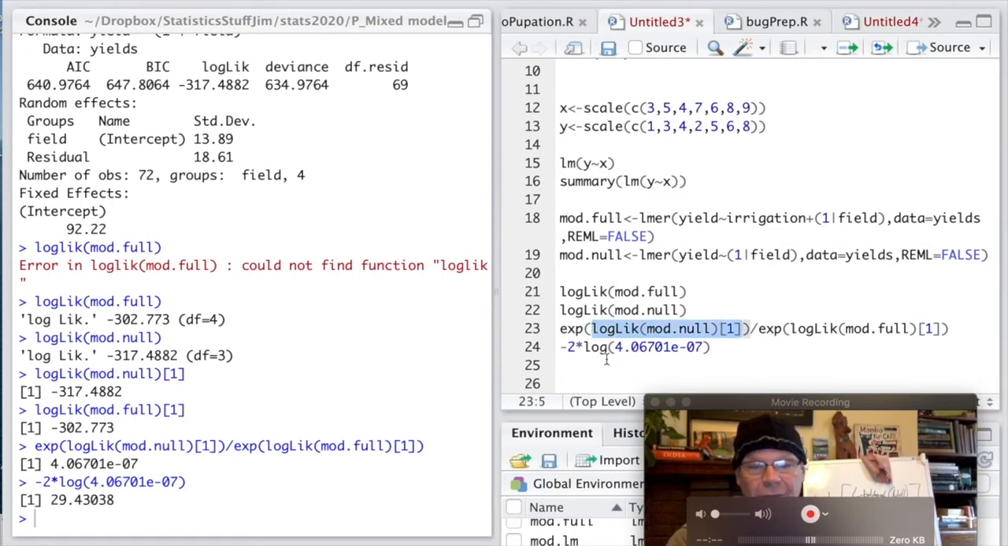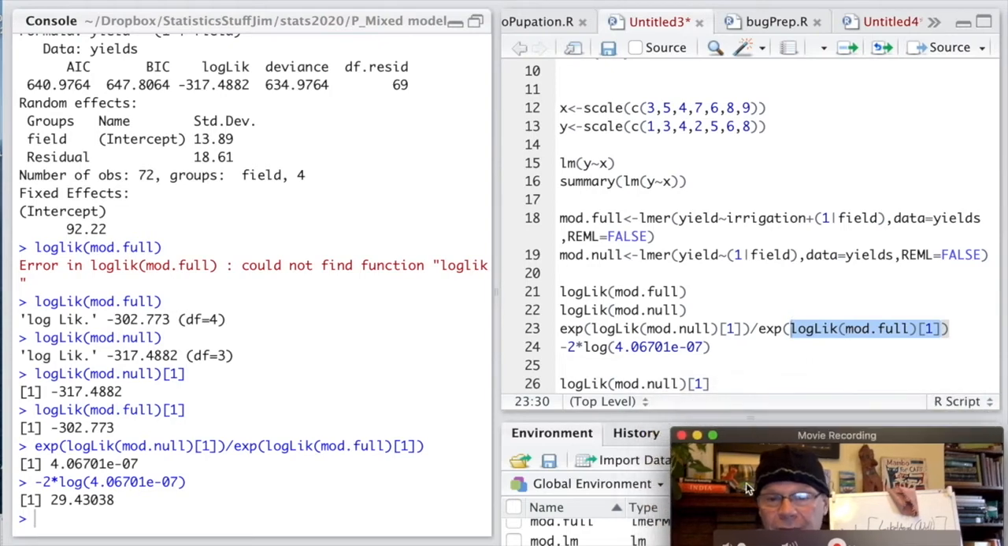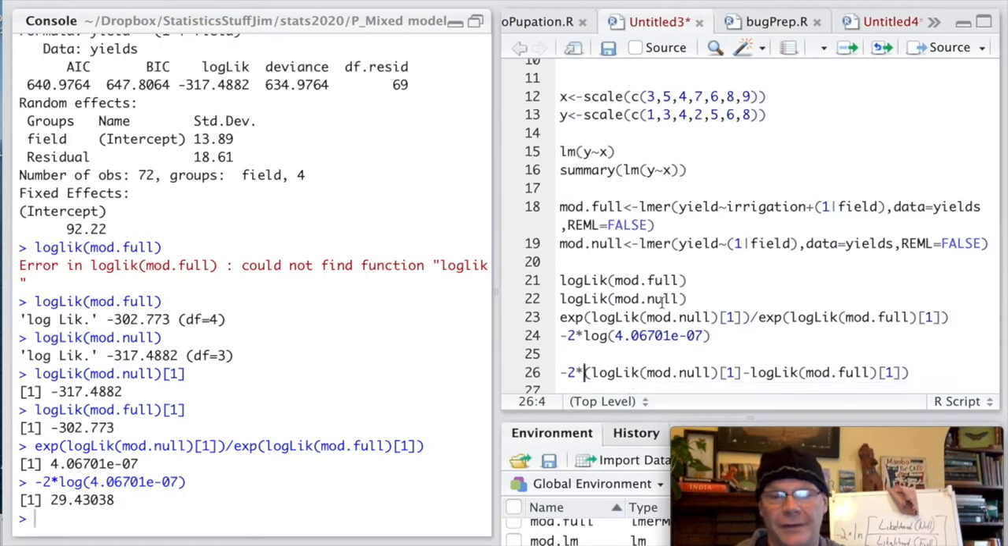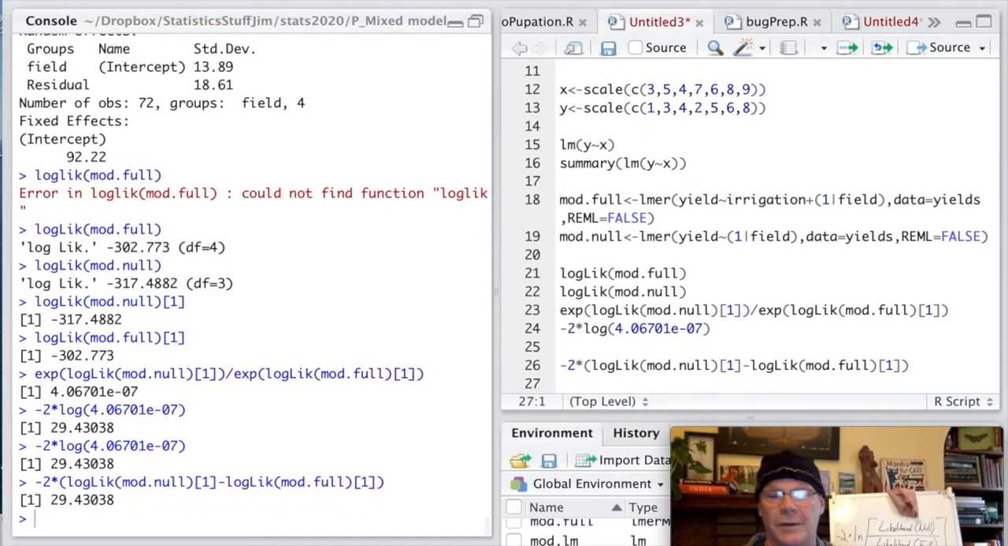So here's the log likelihood for the null model, and then here is the log likelihood for the full model. Recall that when we're in log land, those things that we otherwise would divide, we now subtract. So we'll take the log likelihood of the null model minus the log likelihood of the full model. We'll take that value and we will multiply it by -2. And that is going to give us the same answer as we got when we did it the long way.